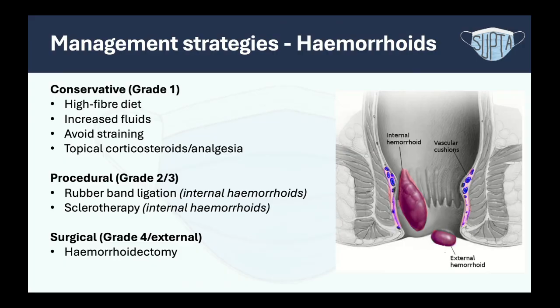Sclerotherapy is another option, where a solution is injected directly into the internal hemorrhoid to shrink it. And it's a simple procedure, and it doesn't usually require any anesthesia. And finally, in severe cases such as grade 4 internal hemorrhoids, where they stay permanently prolapsed and they cannot be pushed back in, then a hemorrhoidectomy may be considered to remove them. And again, this applies to both internal and external hemorrhoids.